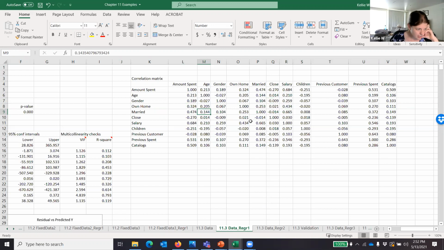This is so hard to look at. Salary and owning a home, potentially, we probably wouldn't want to use those two together. What is this? Salary and married. That's a high correlation, so those are multicollinear. Okay, here's another one. Salary and previous spent.